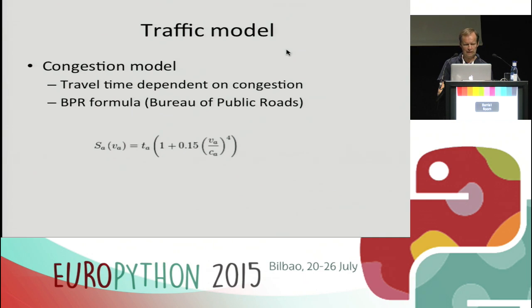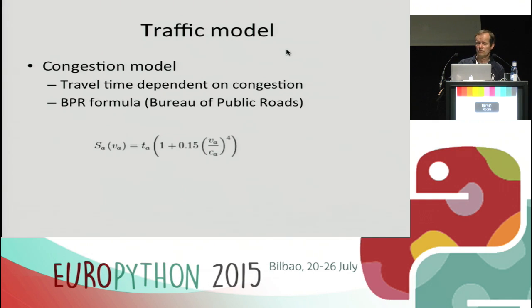Okay, so how do we model congestion? Well, we know that roads have a capacity. They are designed to have a certain amount of cars per hour. This is the C_a in the bottom here. And when we reach the capacity, we know that the traffic slows. And we model that with this simple power formula.